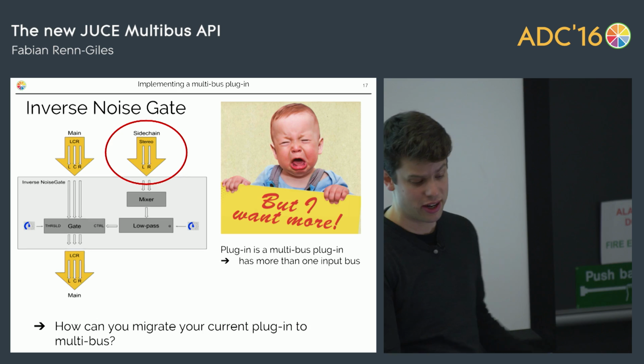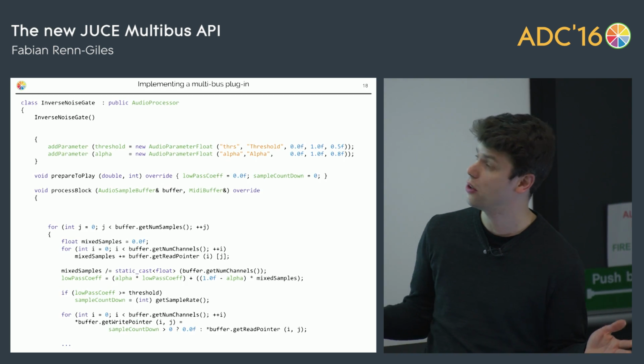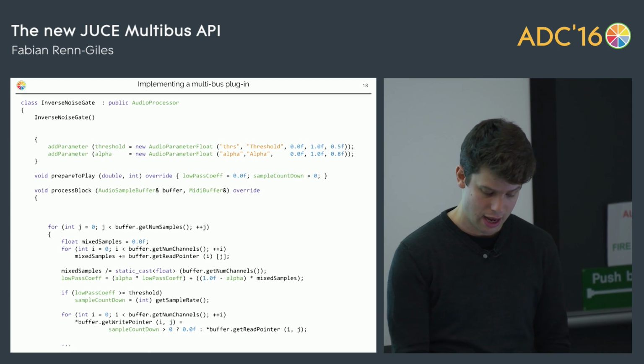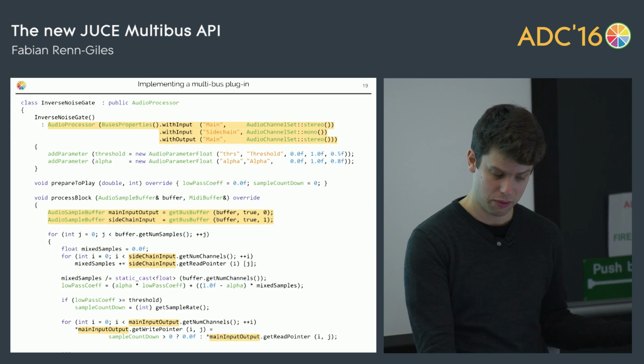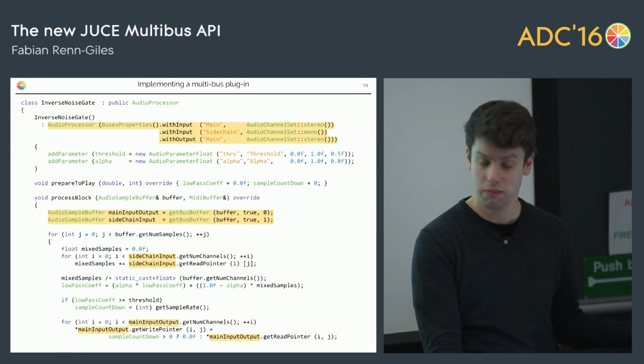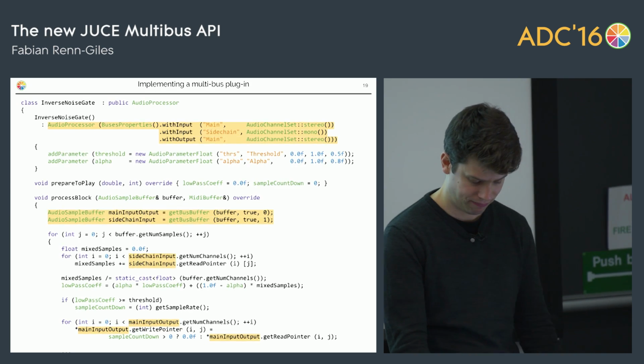So how can we migrate our existing plugin to multibus? This is the plugin that we just saw before, exactly the same code. And to migrate this to multibus, you just need to add a few lines. So this is the difference between both of them. It's not that much, but we'll go through it in detail.